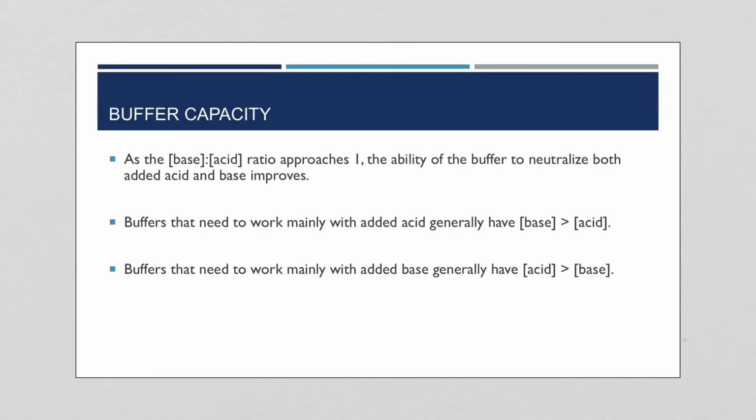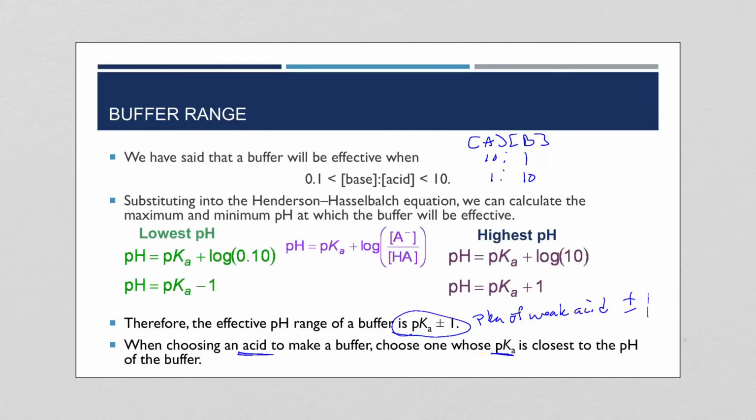Okay, so I think I've talked about these, so I'm not going to get into this too much. I think this is a little repetitive. So this is the idea of buffer effectiveness, buffer capacity that we want to talk about. Just to summarize, the most effective buffer is going to have larger absolute concentrations and a 1-to-1 ratio. But buffers in general can be effective anywhere between a 10-to-1 acid to base ratio and a 1-to-10 acid to base ratio.